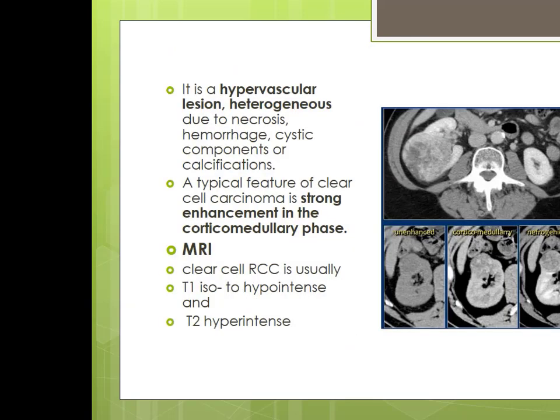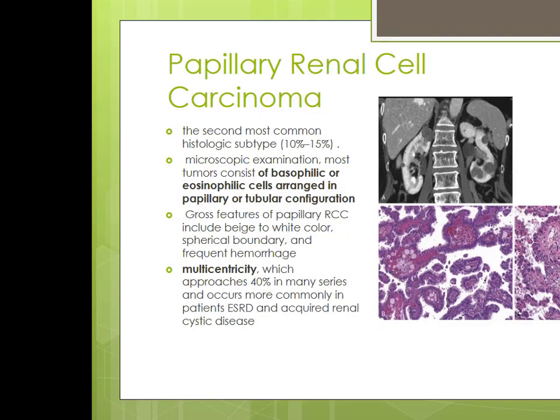On CT scan, they are hypervascular lesions, heterogeneous due to necrosis, hemorrhage, cystic component, or calcification. The typical feature of clear cell carcinoma is a strong enhancement in the corticomedullary or the arterial phase. In this image, you can see in an enhanced CT, we can see a solid mass arising from the kidney, and when there is a contrast administration, it shows very striking enhancement. On MRI, the clear cell RCC is usually iso to hypointense on T1 sequence and hyperintense on T2 sequence.